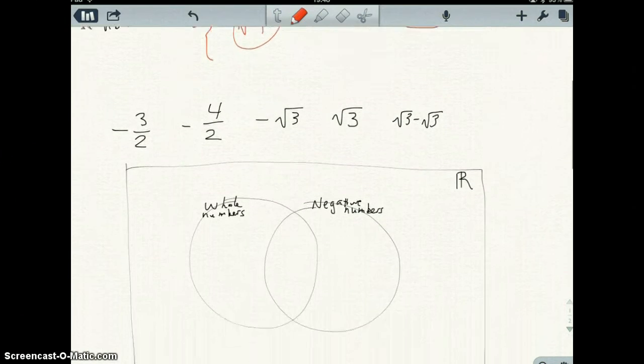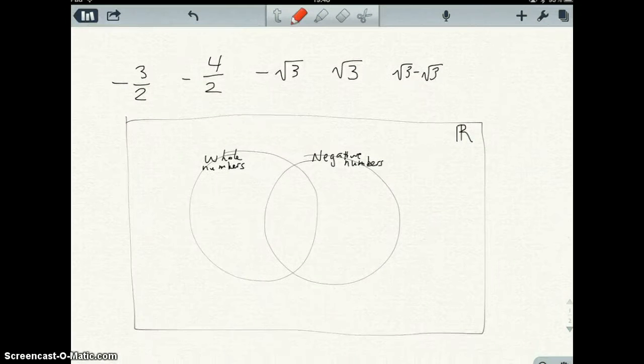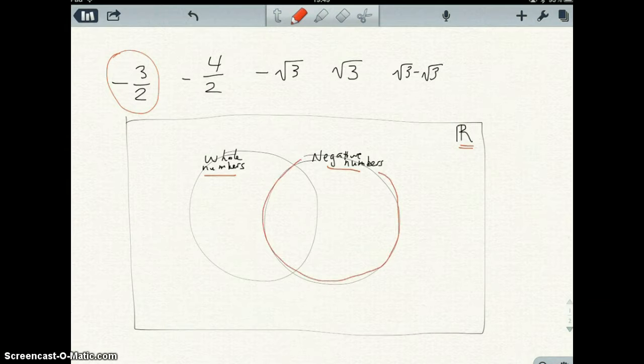Now we're going to do a Venn diagram example. Okay. So in this case, I drew a universe of real numbers. And I have two sets. One is the whole number set, and the other one is the negative number set. Let's see where each of these numbers that I put at the top go in this Venn diagram. So let's see. Negative 3 over 2. Well, is that a negative number? Yes, it is. Is that a whole number? No, it's not. So it is a negative number, so I need to put it inside the negative number circle. But it's not a whole number, so I cannot put it in the whole number circle. So that means it cannot go in this middle section, which is in both, right? So I need to put it out here.